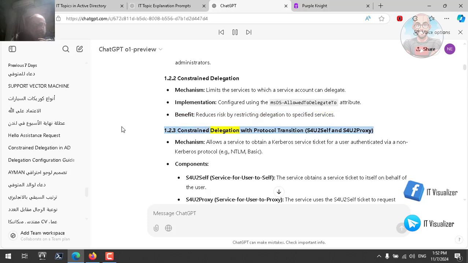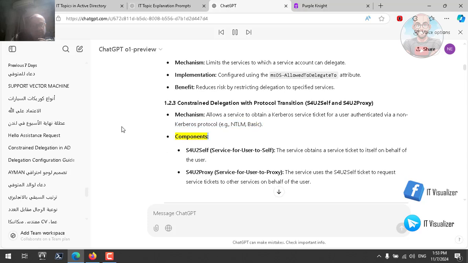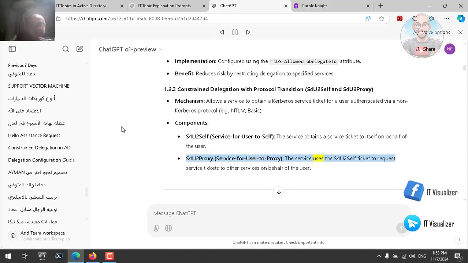1.2.3 Constrained Delegation with Protocol Transition, S4U2Self, and S4U2Proxy. Mechanism. Allows a service to obtain a Kerberos service ticket for a user authenticated via a non-Kerberos protocol, e.g., NTLM, BASIC. Components. S4U2Self. Service for user to self. The service obtains a service ticket to itself on behalf of the user. S4U2Proxy. Service for user to proxy. The service uses the S4U2Self ticket to request service tickets to other services on behalf of the user.